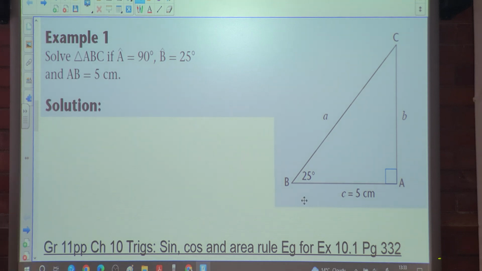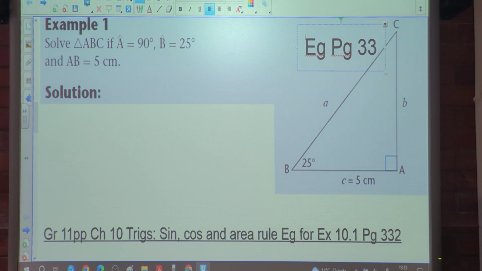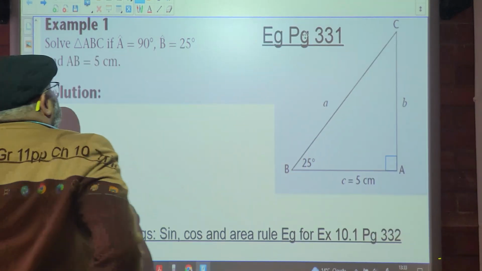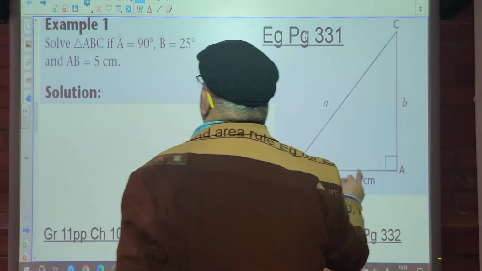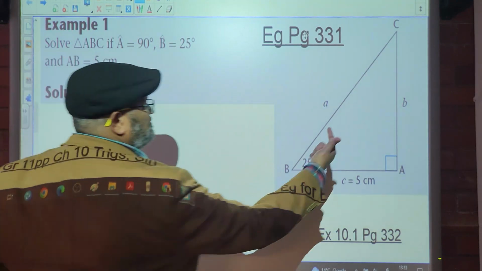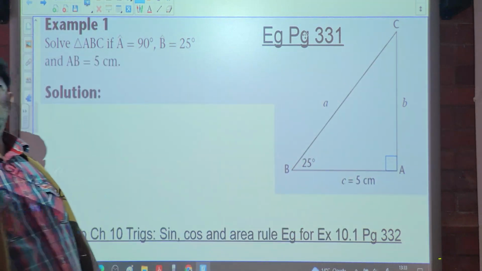Example 1, on page 331. The question says solve triangle ABC. When they say solve the triangle, I must calculate all the unknown angles and all the unknown sides. We are told that angle A is 90 degrees, and B is 25 degrees. So what must we calculate? I must calculate C, I must calculate lowercase b, and I must calculate lowercase a.